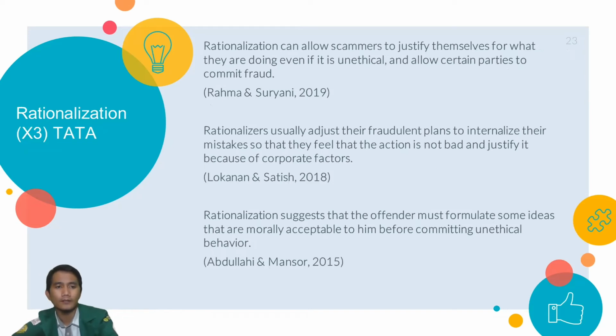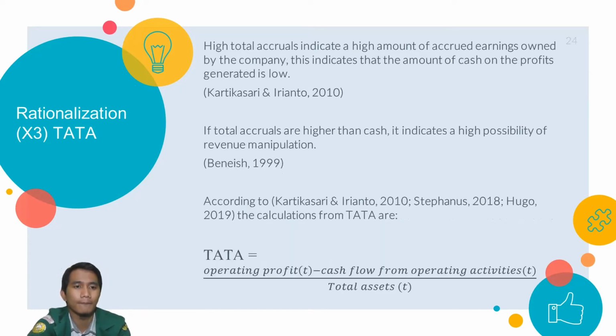Variable three, rationalization. Rationalization can allow fraudsters to justify themselves for what they are doing, even if it's unethical, and allow certain parties to commit fraud. Rahman, Surani, Takanan Satis, and Abdul Mansur. Rationalization is, according to Kartika Sari, Irianto, Stefanus, and Hugo.